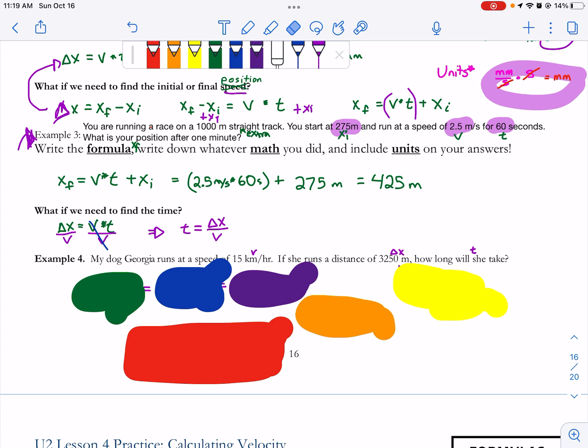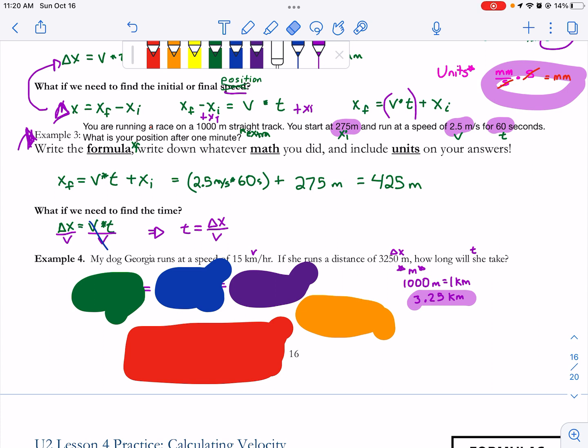Okay, so let's get those distance units matching first, and we'll start there. 1,000 meters equals 1 kilometer. So I have to divide that 3,250 by 1,000, and I got 3.25 kilometers right there. So that's the number that I'm going to be using in my equation instead of the 3,250. The first thing I have to do, it doesn't say it here, but I still have to write the formula, write down whatever math I did, and include units on my answers every single time. That's how you get points on these.